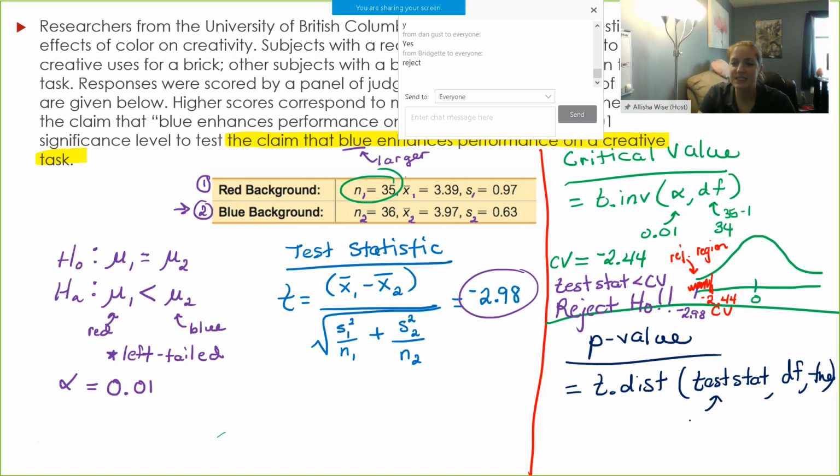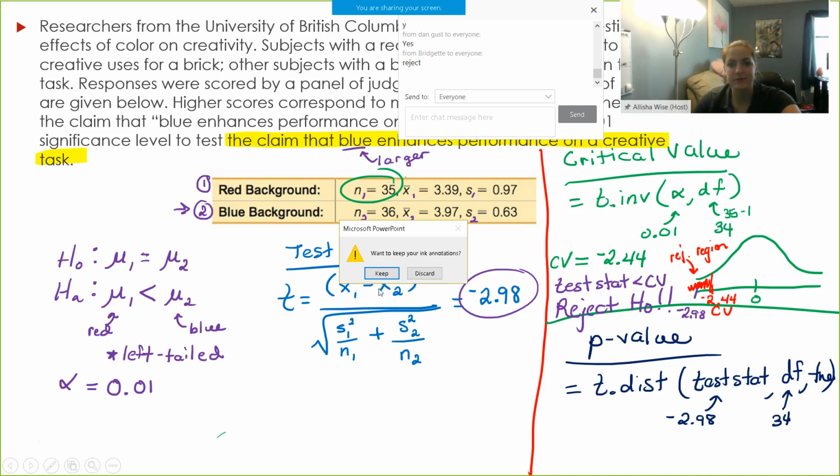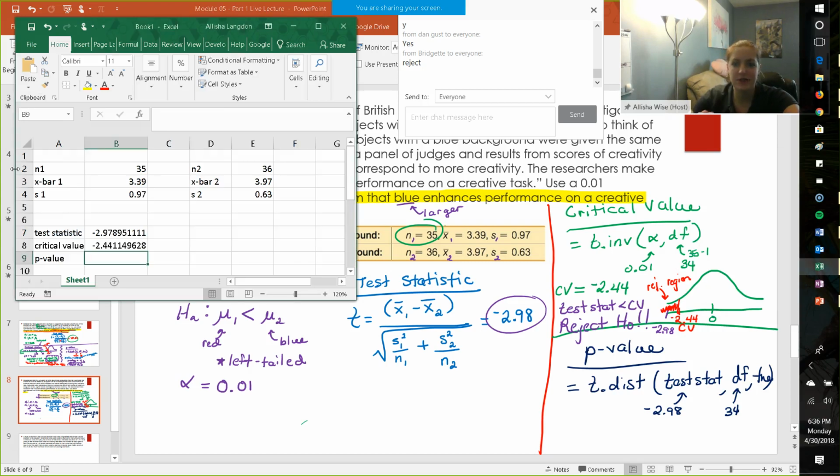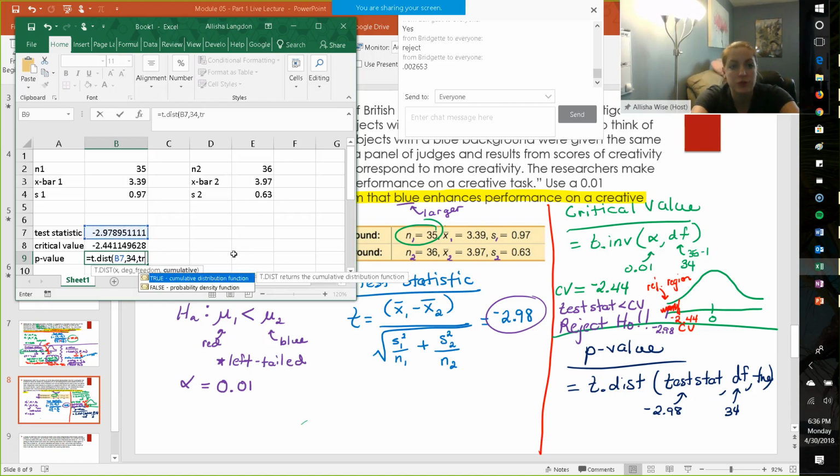Okay, so test statistic is negative 2.98. We are going to use the value in our Excel cell reference. And degrees of freedom is 34 because you're always picking which sample? The smaller one. Okay, let's plug that in. Let's see what we get for our p-value. Anybody do that yet? T.DIST, and I'm going to select my test statistic. Degrees of freedom are 34 and true.